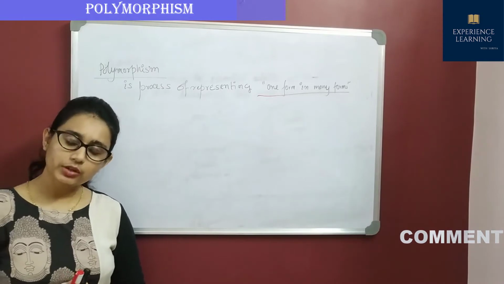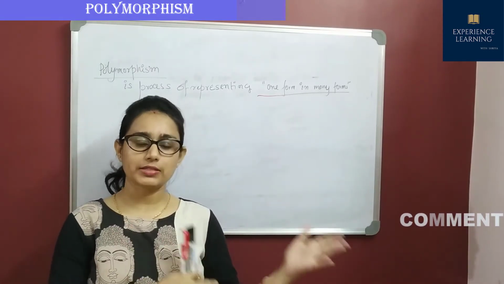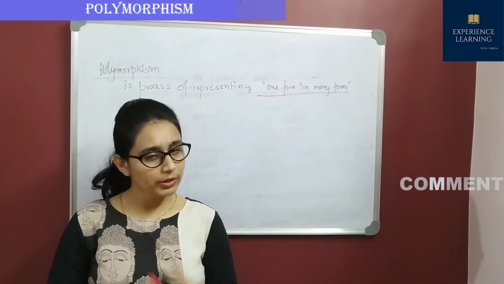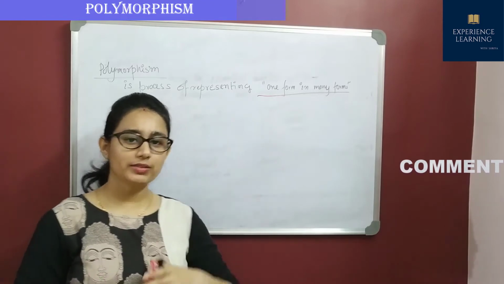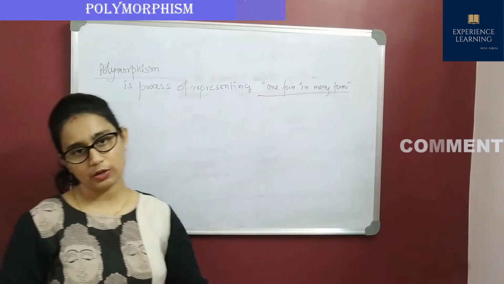In an object-oriented programming language, there are two types of polymorphism. One is runtime polymorphism, another one is compile-time polymorphism. I'll surely discuss it later. For now, polymorphism is this. You can also make a note of it.